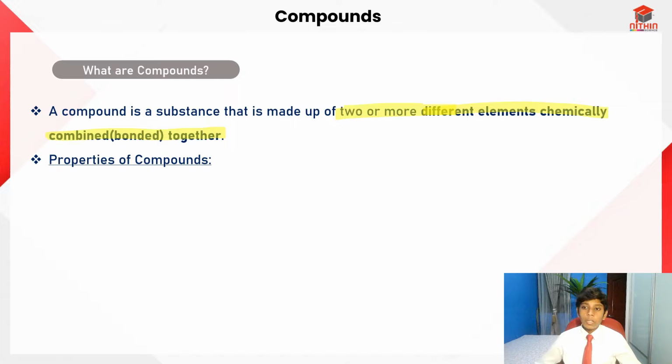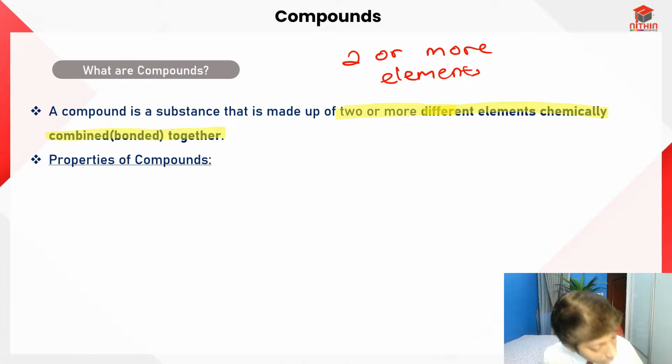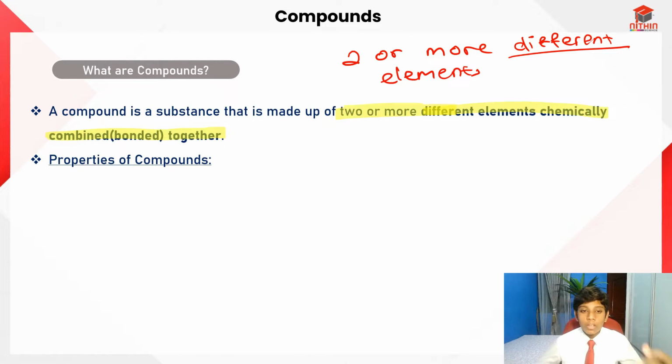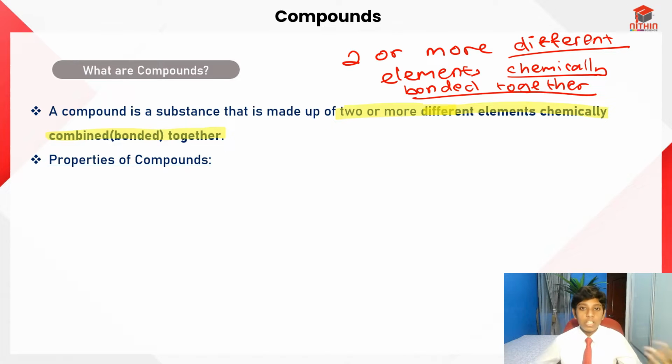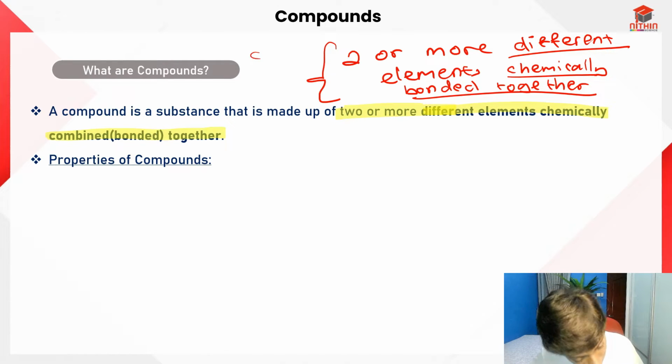Next, let's take a look at the properties of compounds. Let's just take note that they are made up of two or more elements. Is that it? No, two or more different elements. Different is a key word. And chemically bonded together is also a keyword. So this means that the compound can only be separated into its elements by chemical separation techniques.